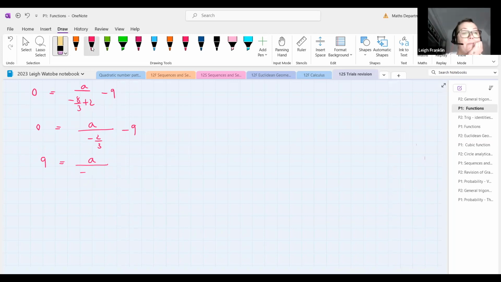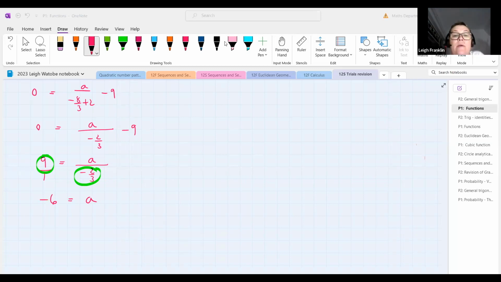So the -2/3, I'm going to cross multiply this and this. Remember 9 means 9/1. So when I multiply 9 with -2/3, I end up with -6. And that would be the value of A.